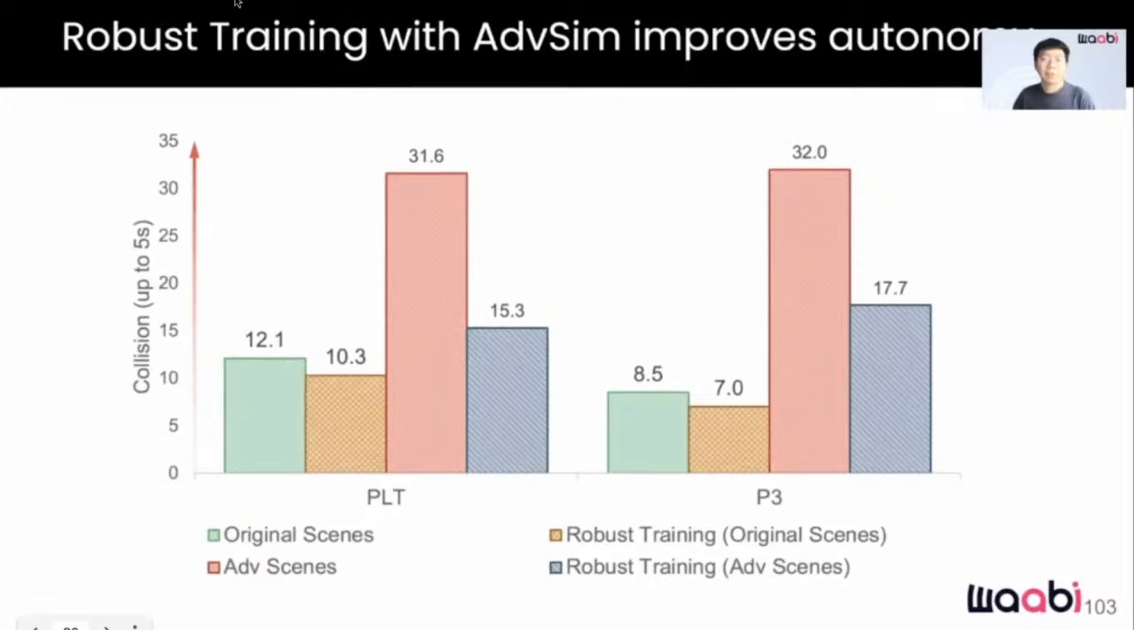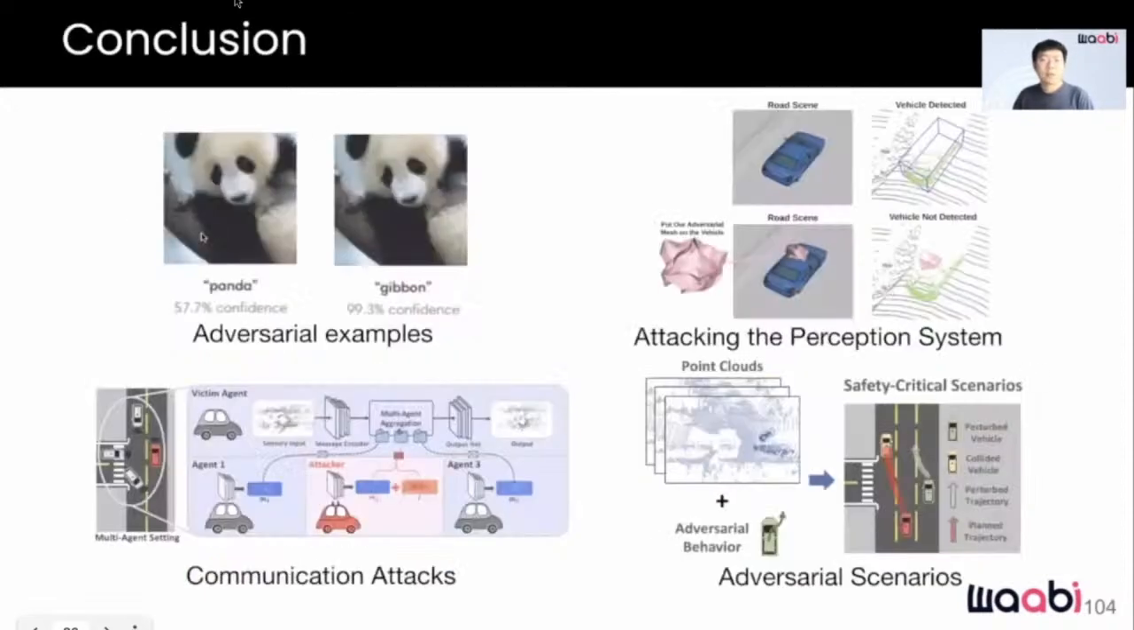In conclusion, we touched upon how to generate adversarials to identify vulnerabilities in the context of perception, vehicle-to-vehicle communication, and the full autonomy system. We then show how we can use these adversarials to improve the robustness of the current self-driving system.